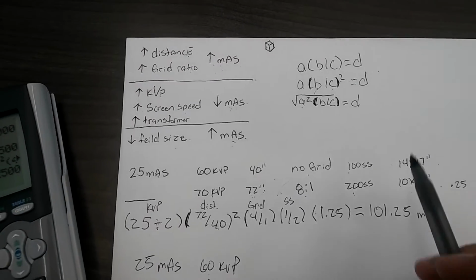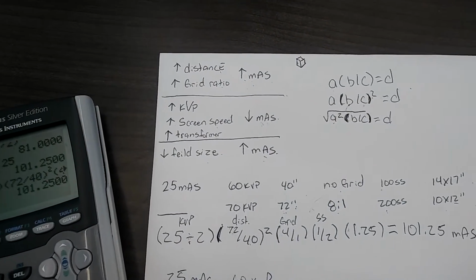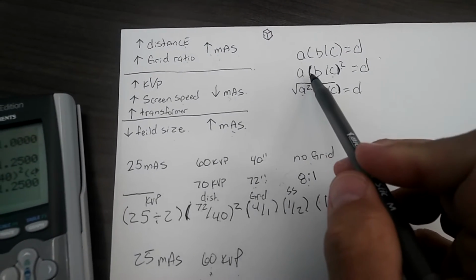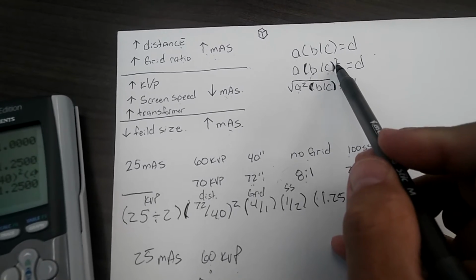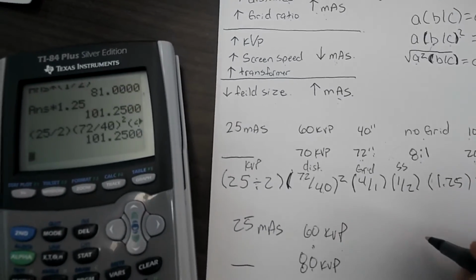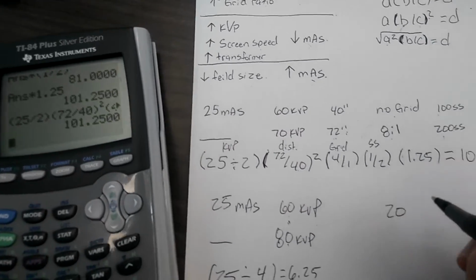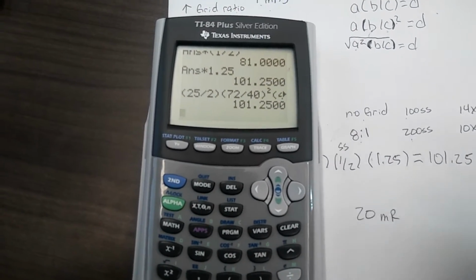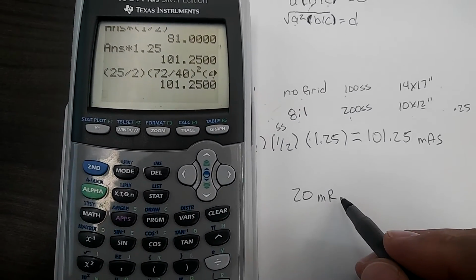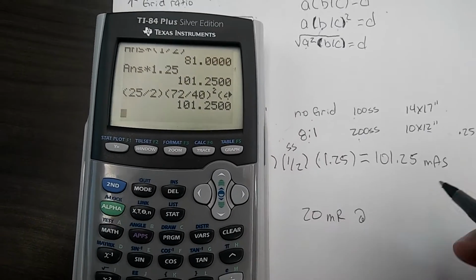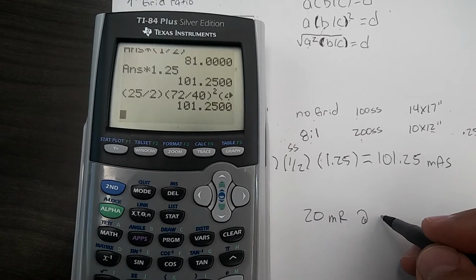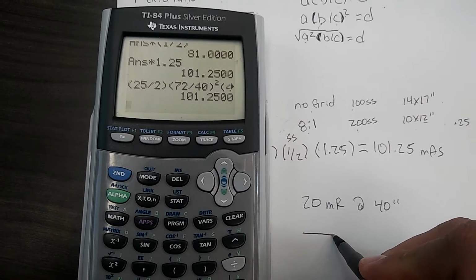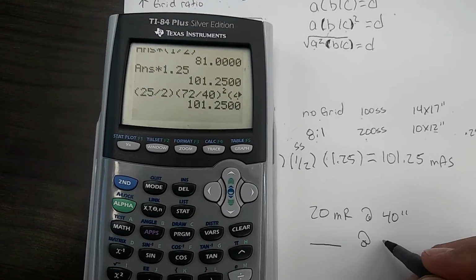Now let me show you something with this one that might come into play. Let's say, first we're going to use this one: A times B divided by C squared equals D. All right, we have let's say 20 milliroentgen at, let's say, 40 inches. What milliroentgen would it be at 72 inches?